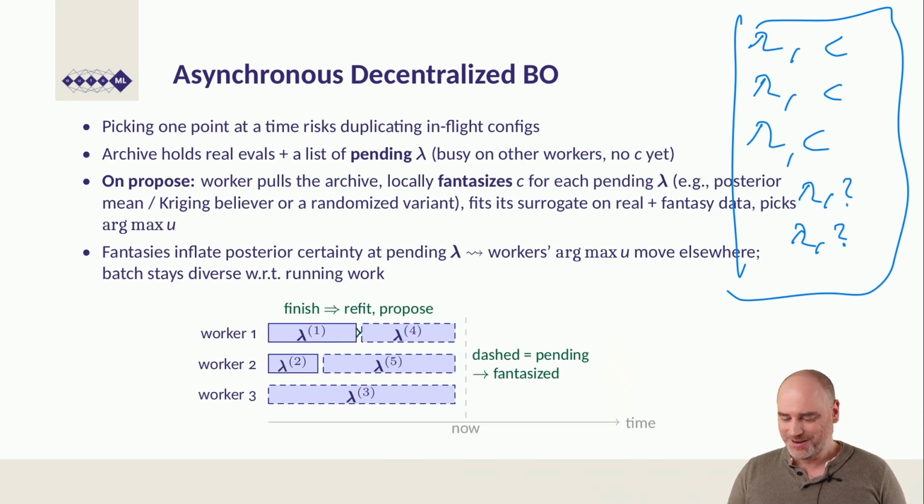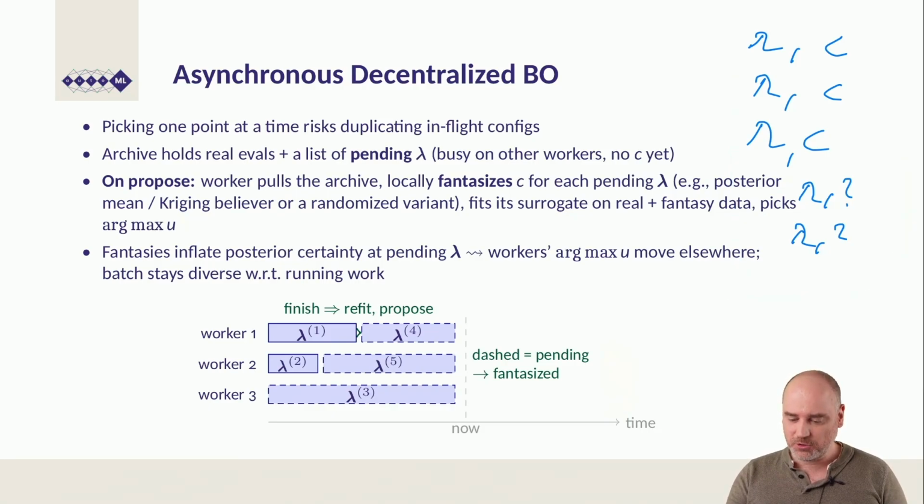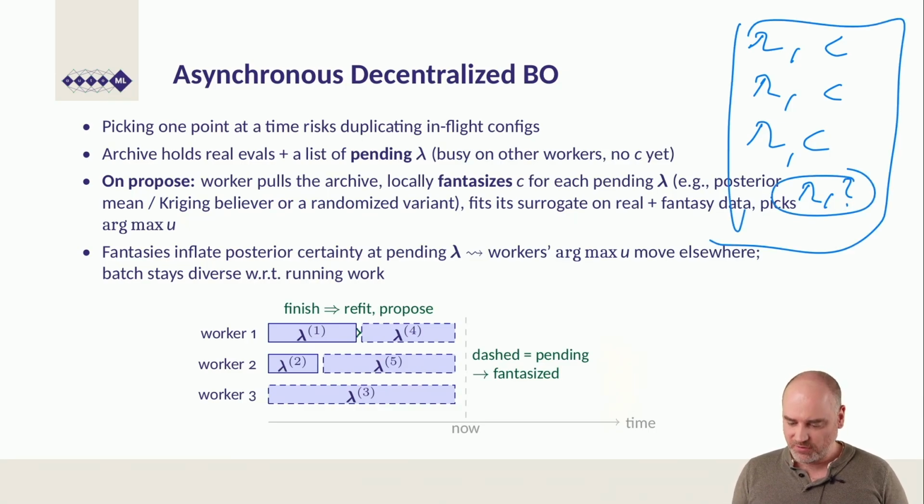Of course, now it cannot fit on these rows, right? Because for these rows, we don't know the cost value, but we already know what to do about this. So maybe I shouldn't even delete that. We know what to do in order to ensure that we don't produce newly proposed points in the vicinity of this guy here, right? So we again fantasize the value, and we do this when we pull the archive.